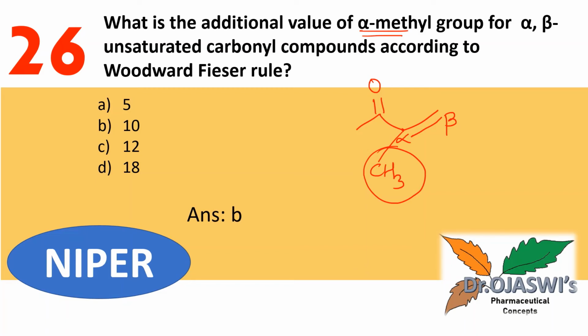The methyl substitution at the alpha position has an incremental value of 10, at the beta position it is 12, and for gamma, delta and higher positions it is 18. So here the correct answer is B. And you can watch the detailed videos along with good examples on my channel under the title Woodward-Fieser rule.